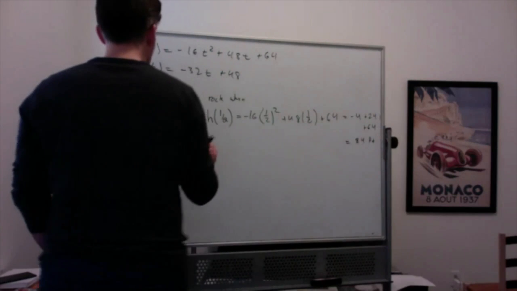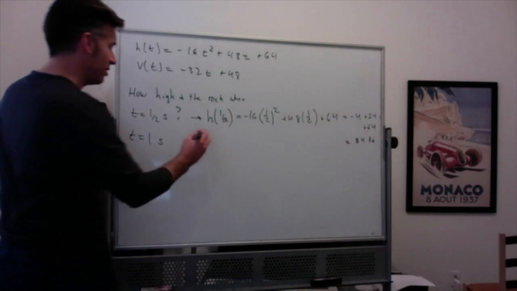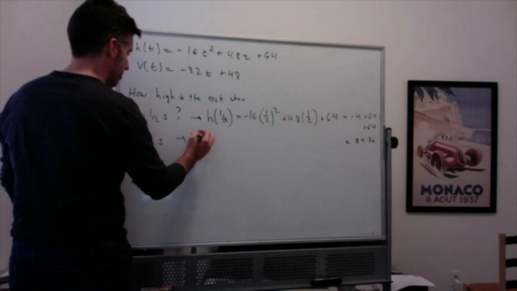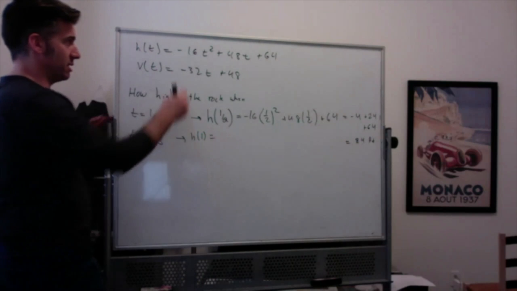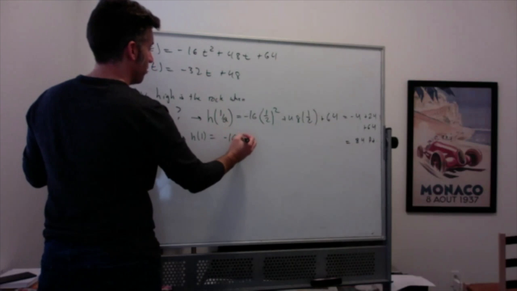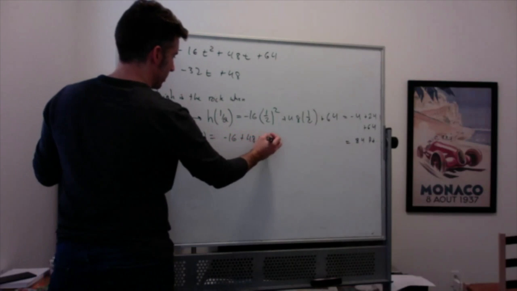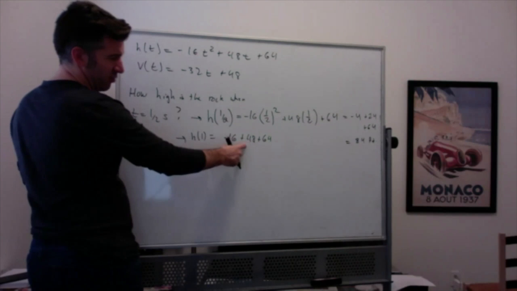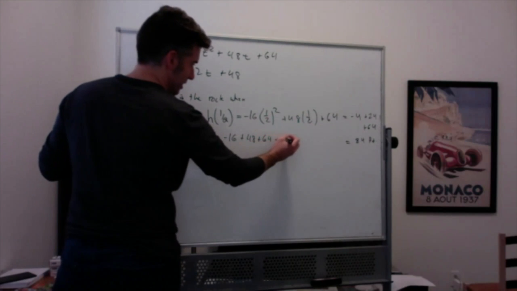Okay, let's look at how high it is after 1 second. 1 second is even easier. We're just going to plug in 1. H of 1 is going to be negative 16 plus 48 plus 64. Negative 16 plus 48 is 32, plus 64 is 96.